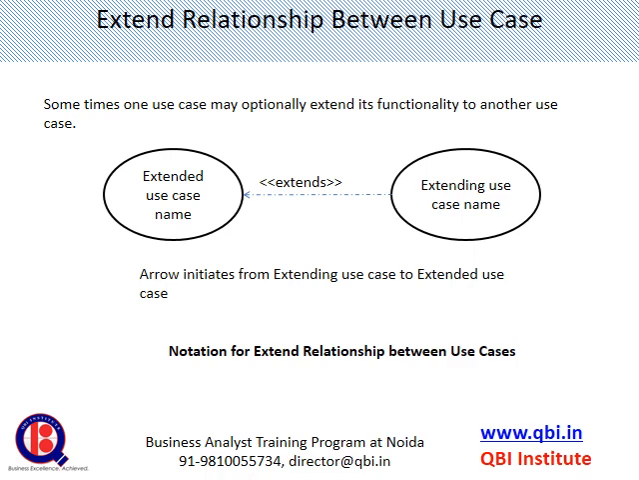Extend relationship between use cases. Sometimes one use case may optionally extend its functionality to another use case. Here we must focus on the word optional. The use case which extends its functionality to another use case is called the extending use case. The use case whose functionality may get optionally extended is called the extended use case. And the notation for the extend relationship is the dashed arrow, and over this arrow the word extends will be written within a guillemet as is shown here.